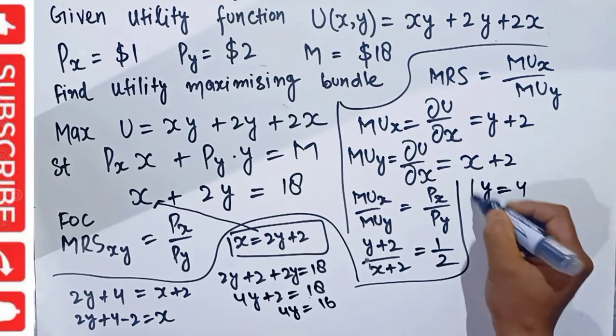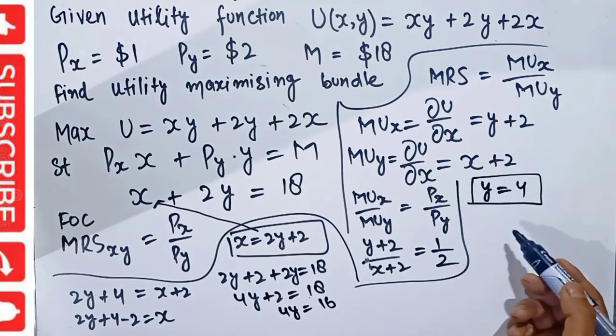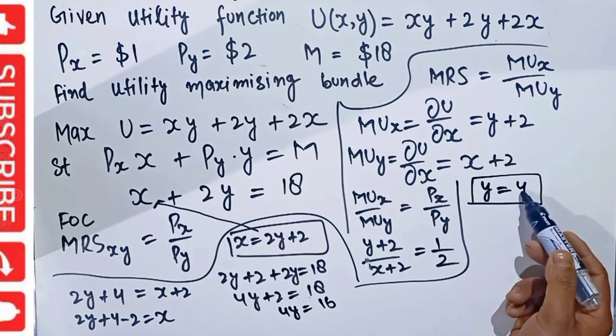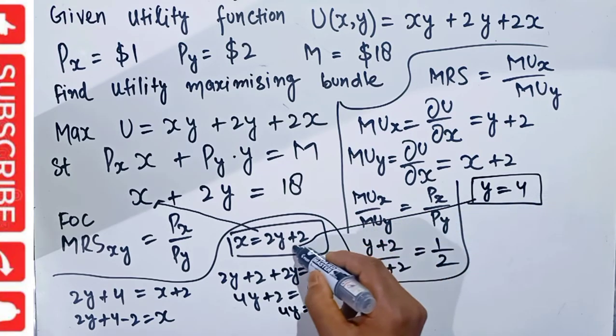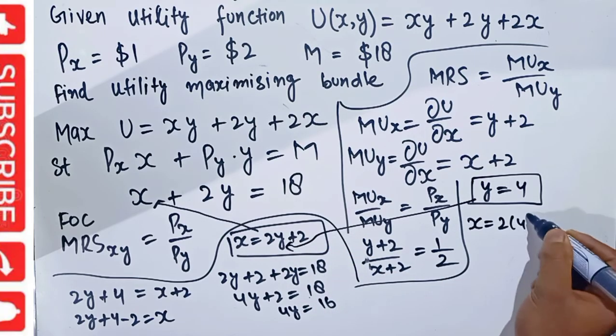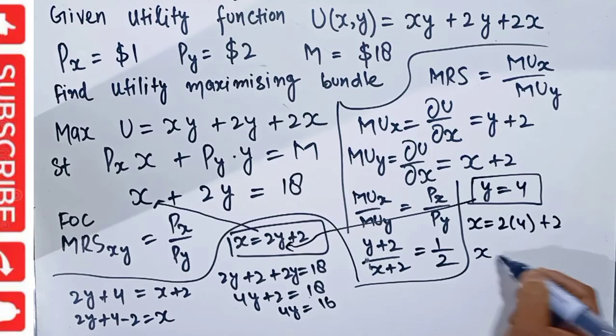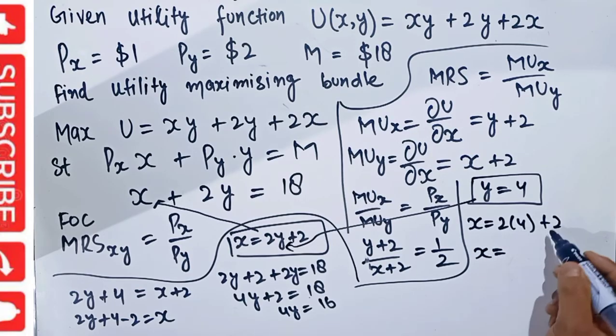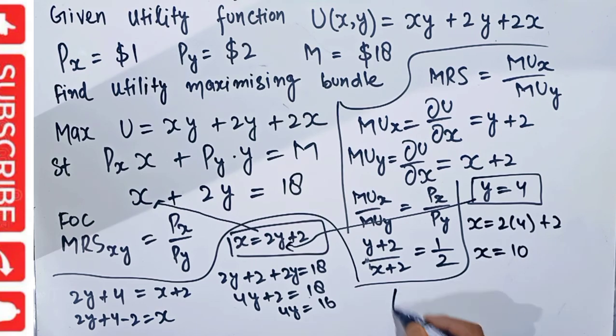And similarly, to find out the optimal quantity of good x, simply plug y is equal to 4 in this equation here. So we will get x is equal to 2 into 4 plus 2, that gives us the optimal units of good x is equal to 8 plus 2, which is 10. So the utility maximizing bundle for this consumer is 10 comma 4. That means the consumer will consume 10 units of good x and 4 units of good y.